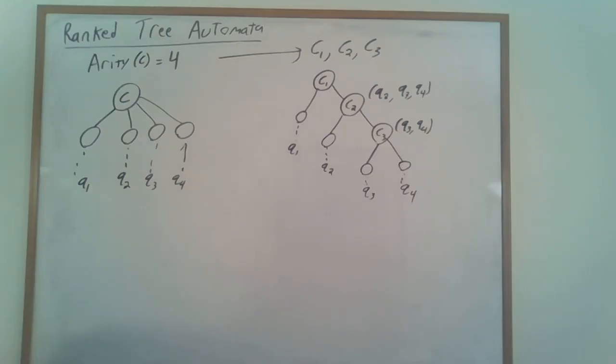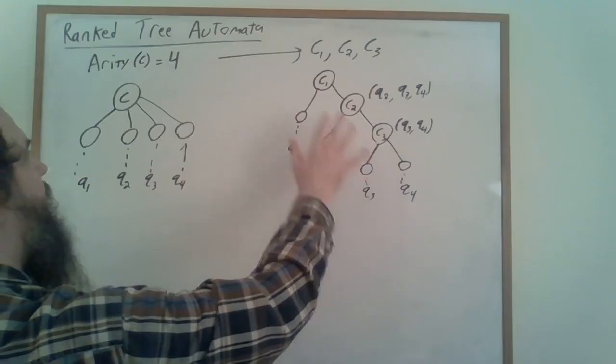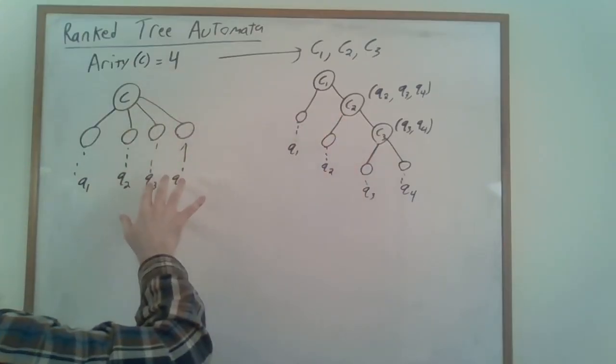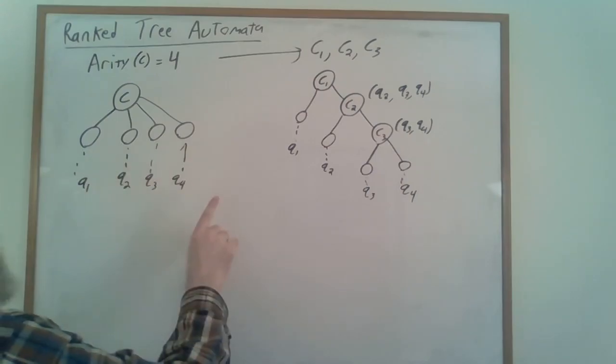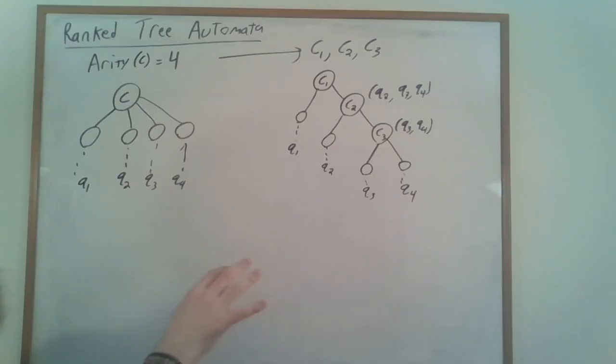I guess if I want to make that claim, I also need to show that we can take any binary tree automaton and translate it into a corresponding ranked tree automaton. And that might seem completely obvious, but there's a bit of a subtlety, so let me show you the construction just so that I can explain what that subtlety is.